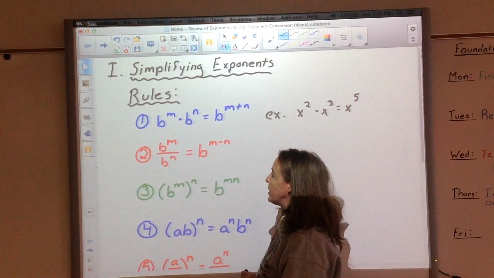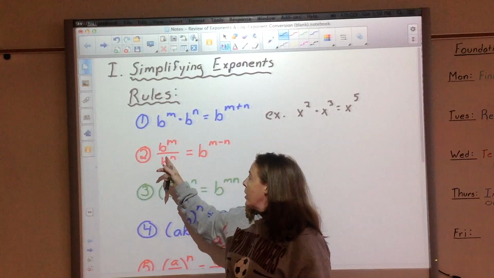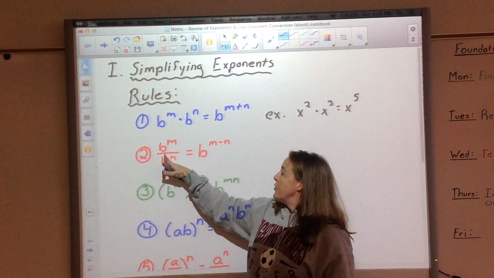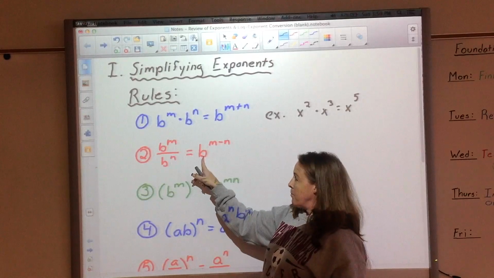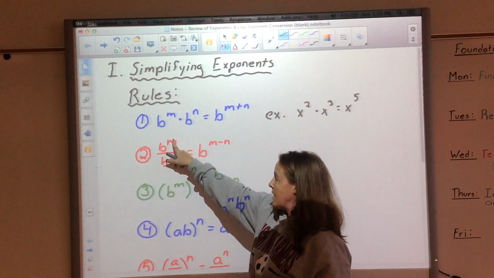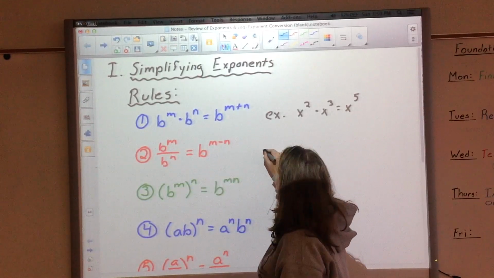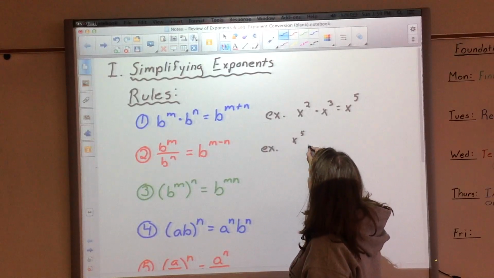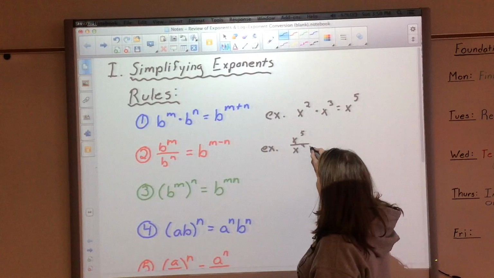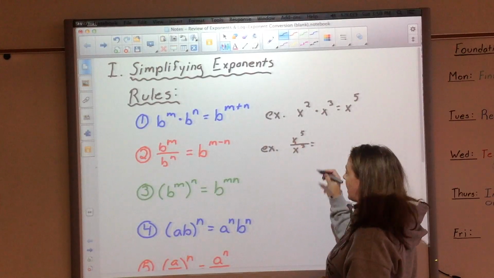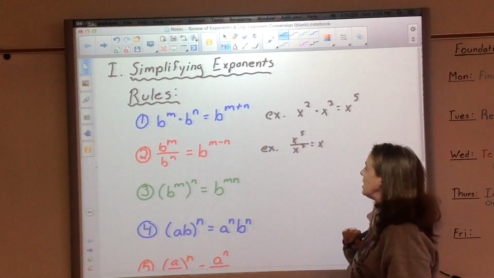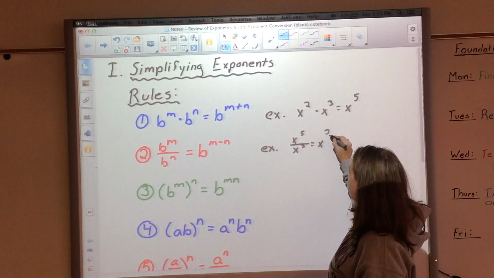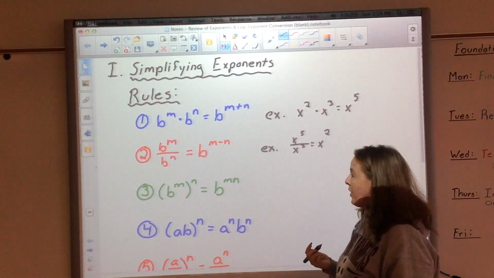Our second rule is the quotient rule, and this is where, again, we have the same bases, but this time we're dividing. So in this case, we keep the base the same, and we subtract the exponents, m minus n. So let's say we have x to the fifth power divided by x to the third power. Since the bases are the same, we can keep the base as x and then subtract the exponents, which would be 5 minus 3 is 2.